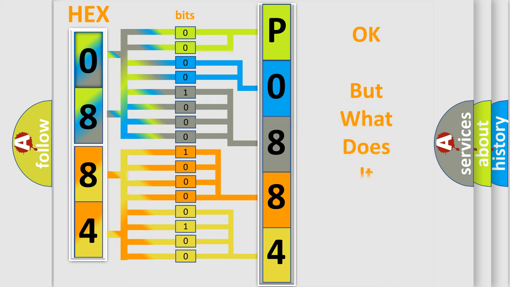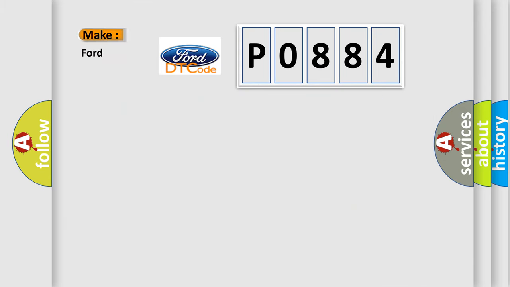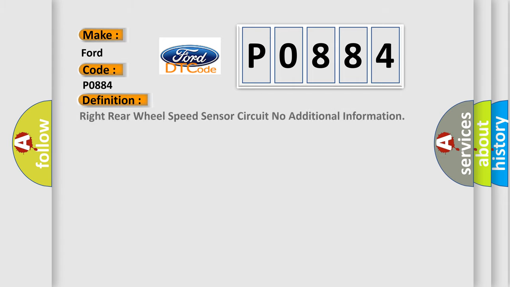The number itself does not make sense to us if we cannot assign information to what it actually expresses. So, what does the diagnostic trouble code P0884 specifically mean for Infiniti car manufacturers? The basic definition is: right rear wheel speed sensor circuit, no additional information. And now here is a short description of this DTC code.